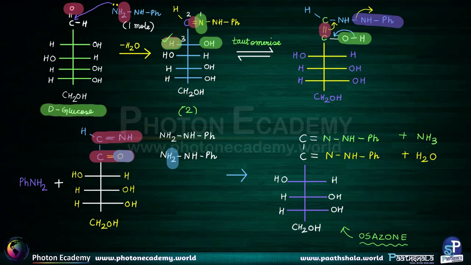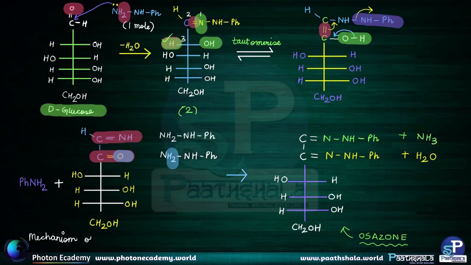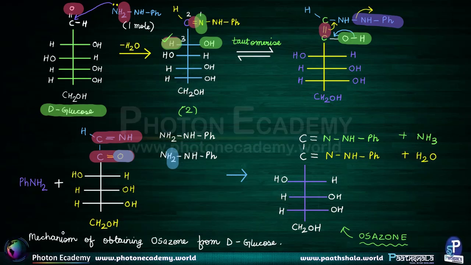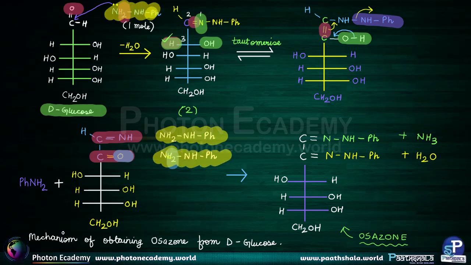So this whole was the mechanism of obtaining osazone from D-glucose. And what did we use here? We used phenyl hydrazine. The three moles of phenyl hydrazine can be seen: this particular one, the second mole is over here, and the third mole is the one we used in the first step.